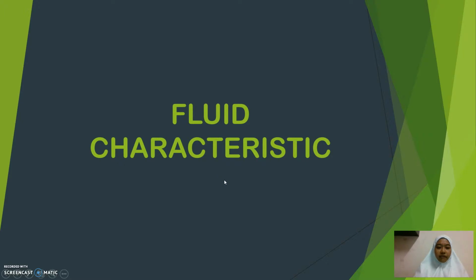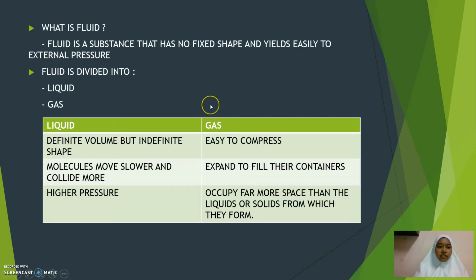So the first slide is the fluid characteristic. Firstly, what is fluid? Fluid is a substance that has no fixed shape and yields easily to external pressure. Fluid is divided into two, which is liquid and gas. So we'll see the characteristic of liquid. Liquid has definite volume but indefinite shape. Their molecules move slower and collide more. It has higher pressure. So the gas, it is easy to compress. It expands to fill their containers.